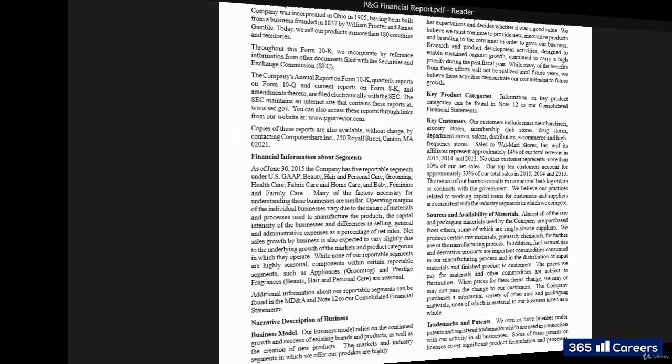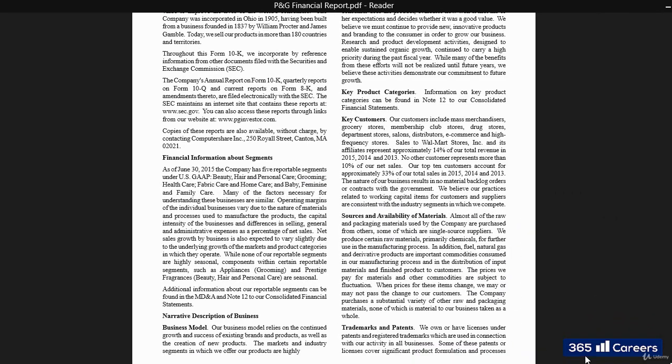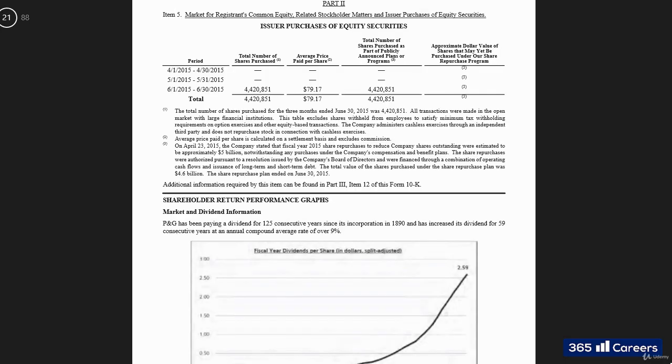The first part describes the company's business and some of the potential risks that it might face. It provides information about the firm's operating segments, key product categories, key customers, number of employees, business model, and so on. This is really useful information if you would like to learn more about a given business.